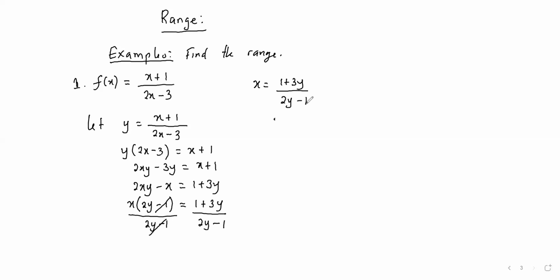So we'll say, okay, 2y minus 1 equal to 0. So 2y equal to 1, divided by 2. So we have y is equal to 1 over 2. Okay. y is equal to 1 over 2. So we'll say the range is y, a real number, such that y is not equal to 1 over 2.